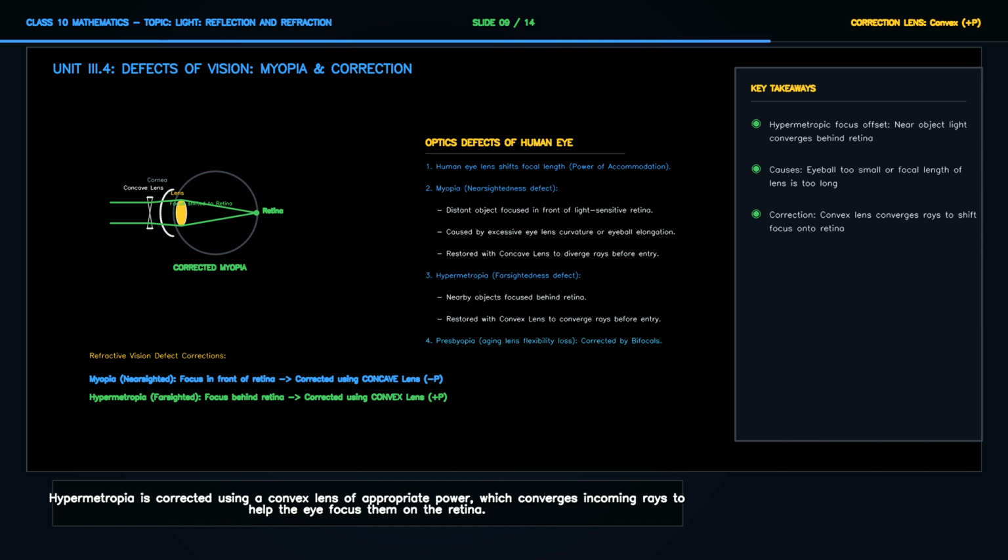Presbyopia is a defect of aging where the eye lens loses its flexibility and ciliary muscles weaken, making it difficult to focus on near objects, which is corrected using bifocal lenses.